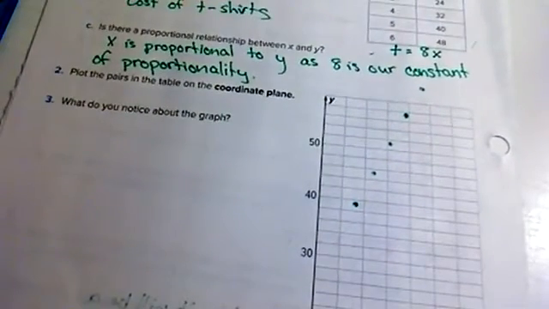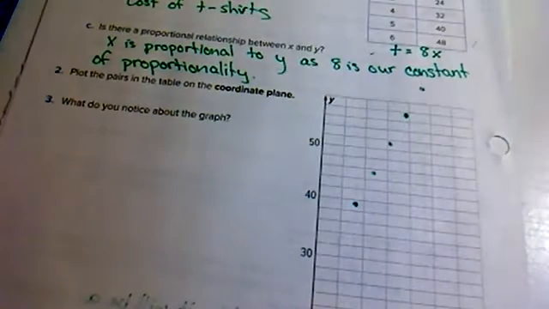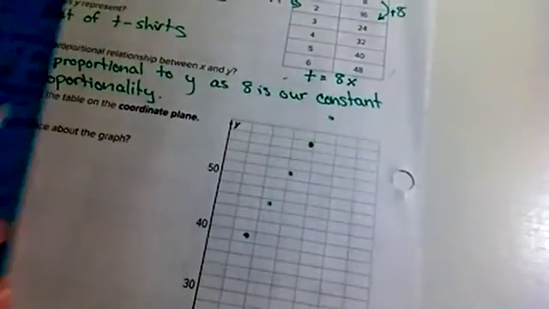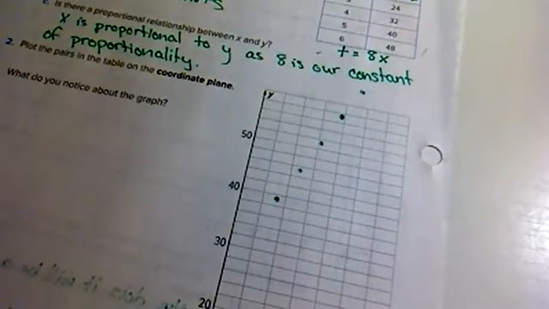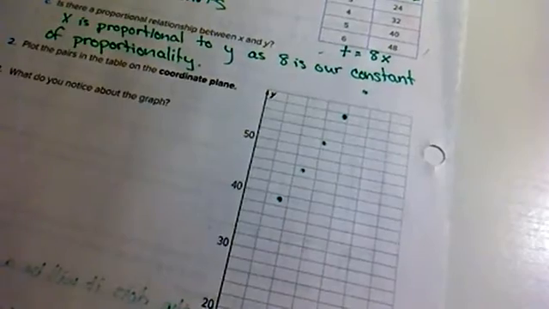It says plot the pairs on the table on the coordinate plane. So I'm going to get a different colored pen because it looks like it bled through a little bit. So we're going to plot these points that we have up here. So we have (1, 8). Let's see, 2, 4, 6, 8, 10. So these are going up by 2s. So let's plot our points.